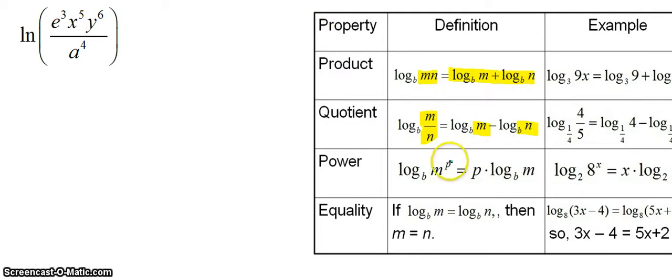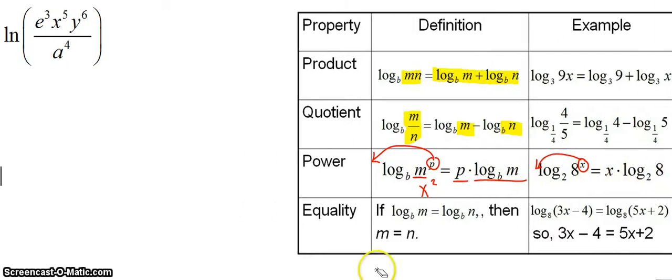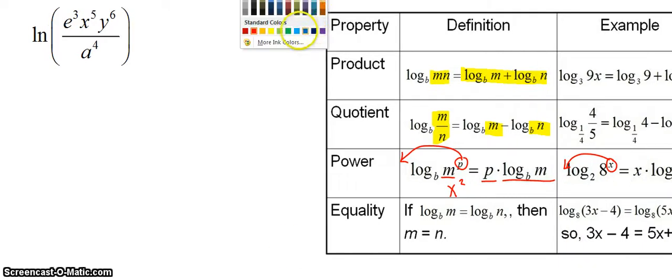Okay, now a rule that's a little bit less familiar is if you have something like log base b of an argument with an exponent. So like if you have x squared, that exponent can come out to the front and become a coefficient, and that is always equal to that exponent times log b of m. That's the power rule. So here's an example. If you have log base 2 of 8 to the x, you can bring this out to become a coefficient, and it's x times log 2 of 8. Okay, the last one I'll talk about in a little bit, but let's just go ahead and apply these so you can see what I'm talking about.